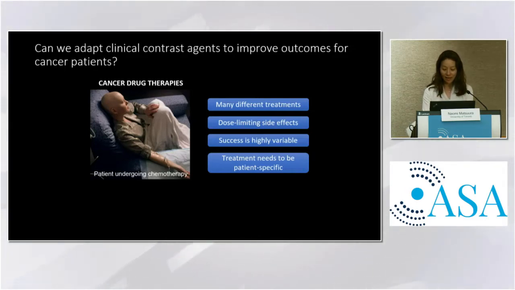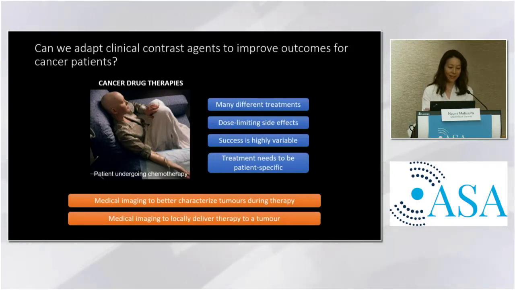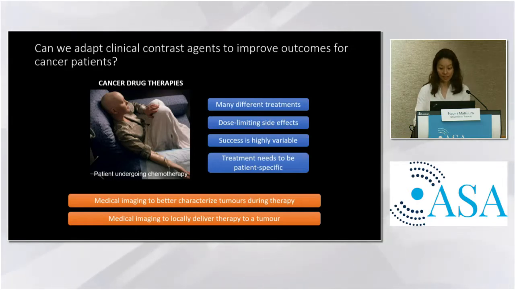In my area, many of the people I work with work in medical imaging and treat patients, and they want to use what we call contrast agents that you inject into a patient to better characterize the tumors during the therapy, so you can adapt the therapy if it's not working. And the second thing you'd like to do is perhaps use ultrasound, or medical imaging itself, or some form of it, to help deliver these drugs to a tumor in the patient.